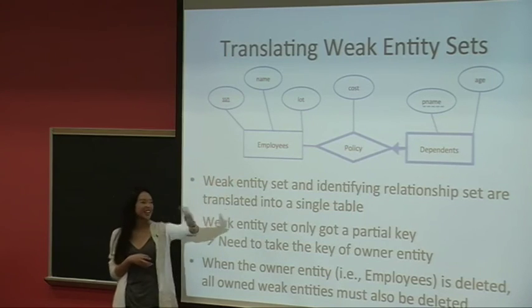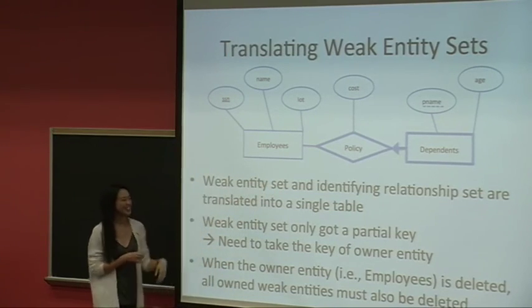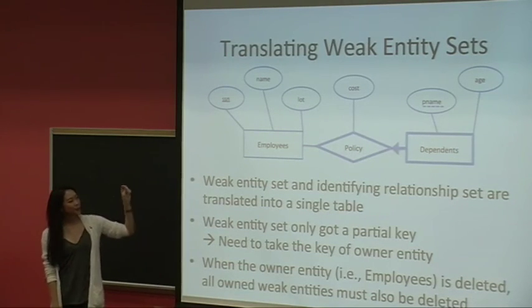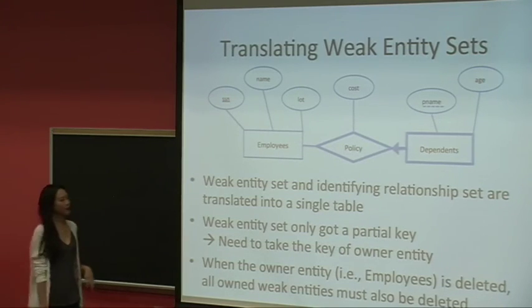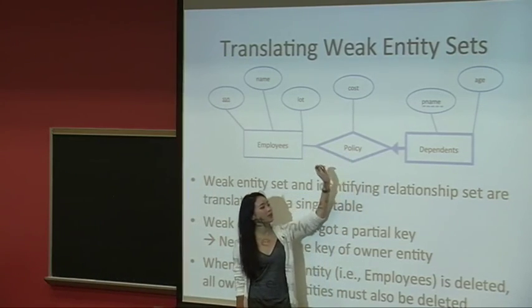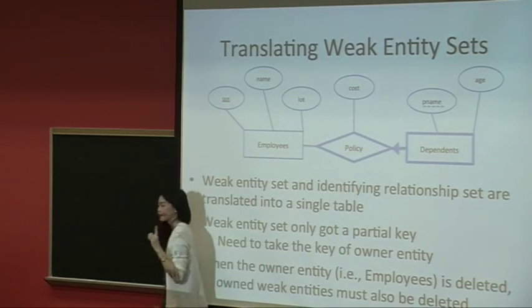So what will happen when the owner entity, which we say is the identifying entity, is deleted? The dependent will be gone as well, right? And that's the exact mapping of the concept. So remember one really important thing: when we design the weak entity, we put the dependent, the weak entity, and the relationship associated with it in the same table.